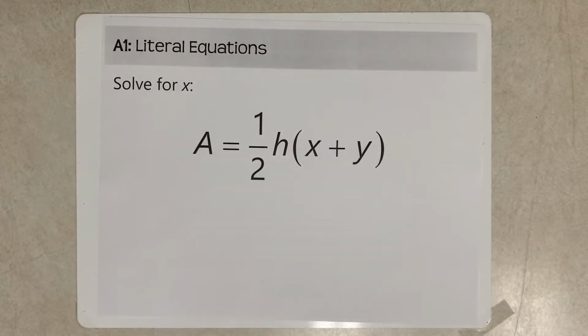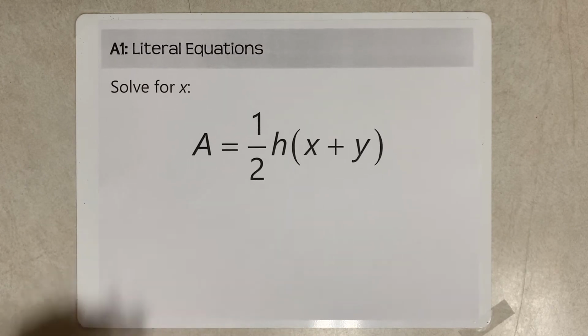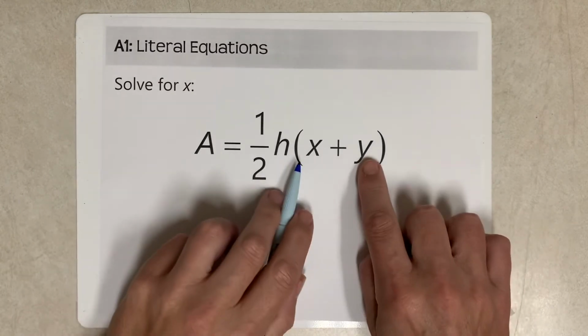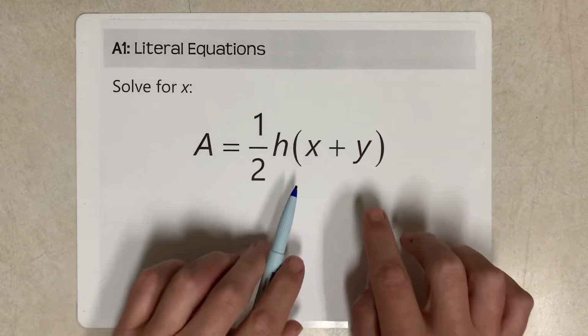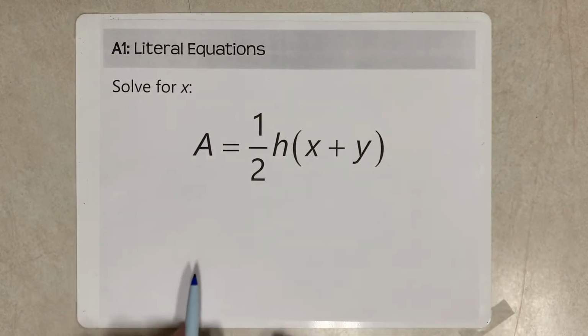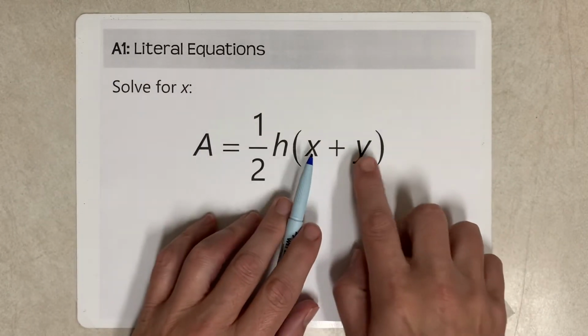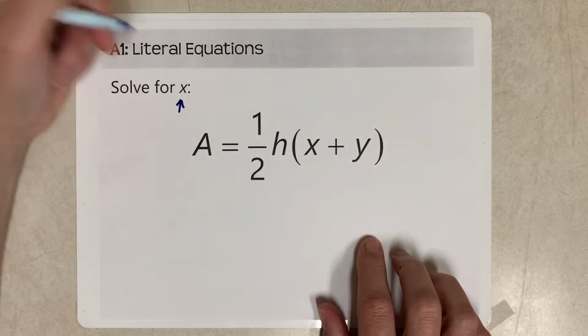This has the structure of the formula for the area of a trapezoid. And so normally these would be your two bases over here. But on the EOC, what they might do is take the variables, the same exact structure, but just change the names of them. So h is still the height, but the x and y would be the bases. It doesn't matter. We just need to get x by itself.